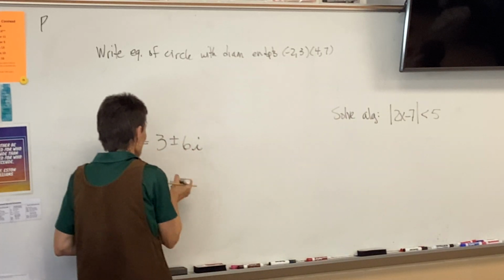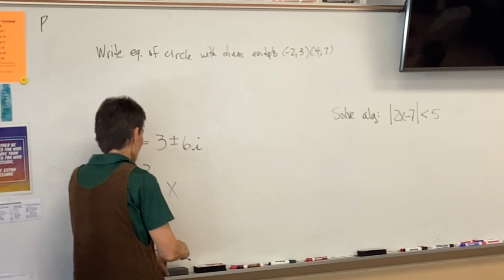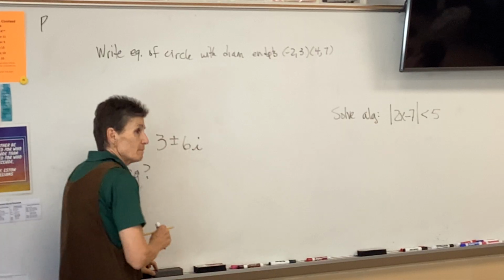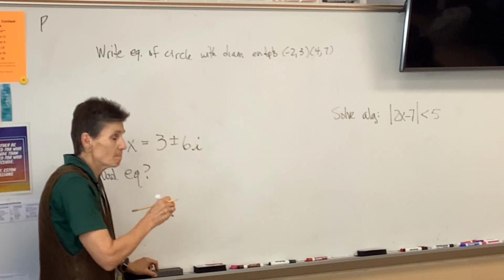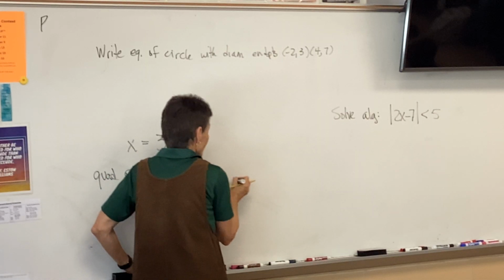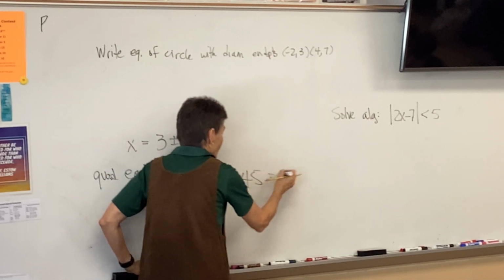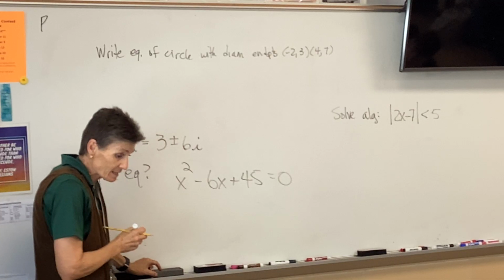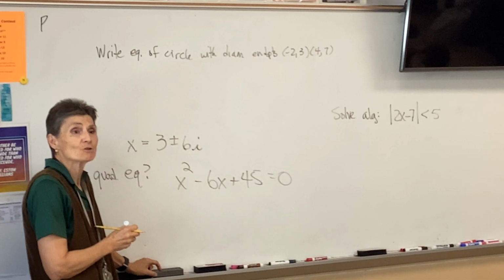All right, you ready to come up with an equation? What kind of equation did you come up with, Annie? X squared minus 6x plus 45 equals 0. There's your equation. That is the same equation I got. Annie, how'd you do that?